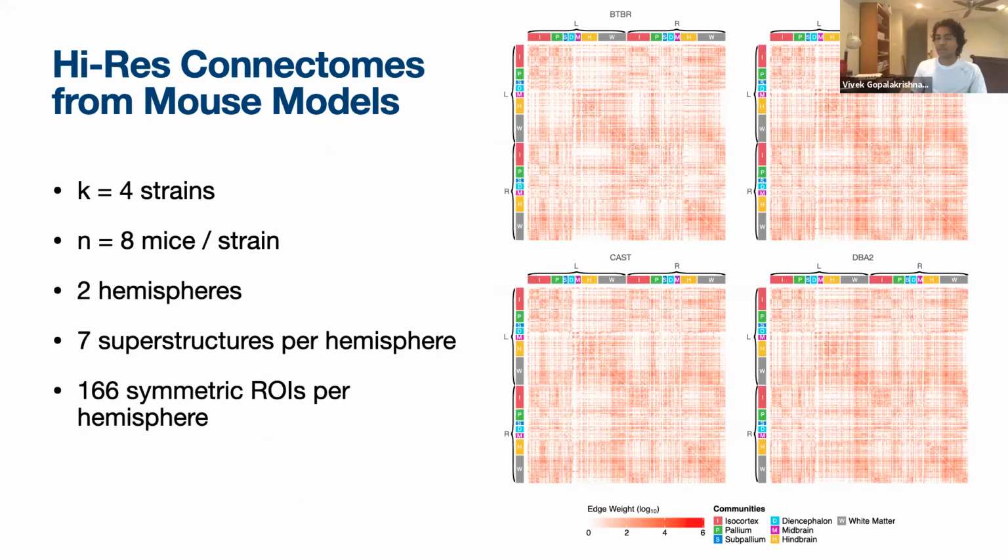Absolutely. So the way that our collaborators reconstructed these connectomes is that every mouse was matched to the same atlas. That means that every mouse has the same set of nodes. All the ROIs are the exact same. In total, there were 166 ROIs per hemisphere, so a total of 332.